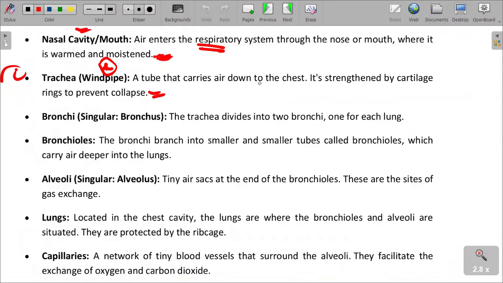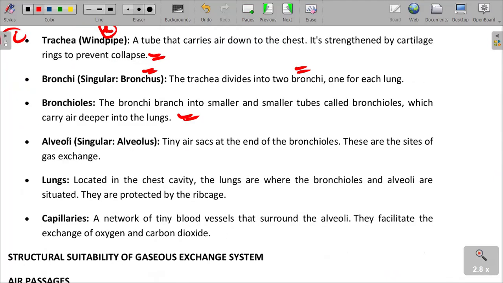And then we have got the bronchi, where the singular is bronchus. The trachea divides into two bronchi, one to each lung, left and right. These branch into smaller and smaller tubes called bronchioles, which carry air deeper into the lungs. We are going to look at that as we go.